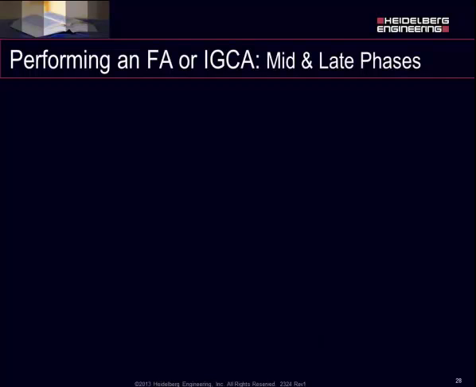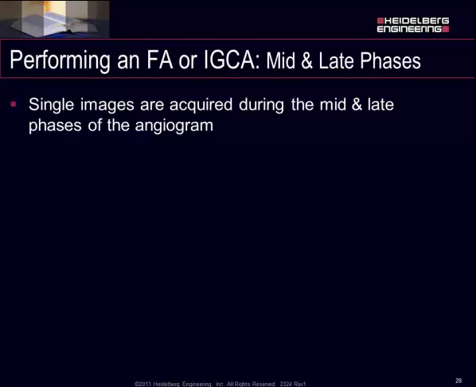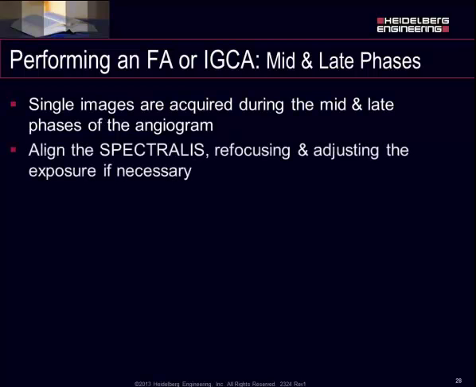So after you're done with your transit phase, you're going to be doing the mids and the late phases of the angiography. The mid and the late phases of the angiographies, whether it's FA or ICG, will be done as a single image. So just like you would on a normal camera. The steps to acquire the image are the same as when you're acquiring the images prior to the angiography. So the infrared, the multicolor images, the autofluorescence images.